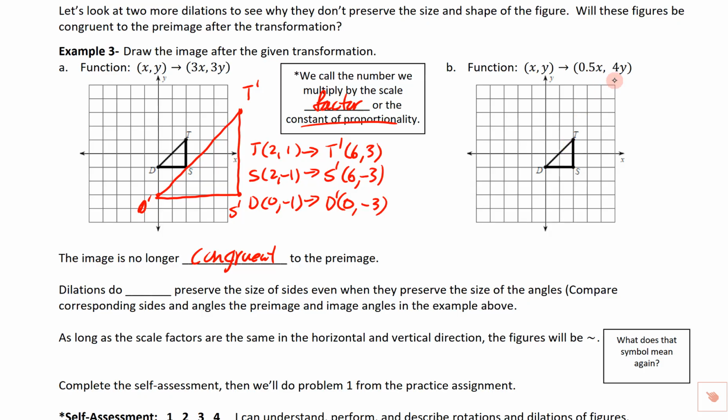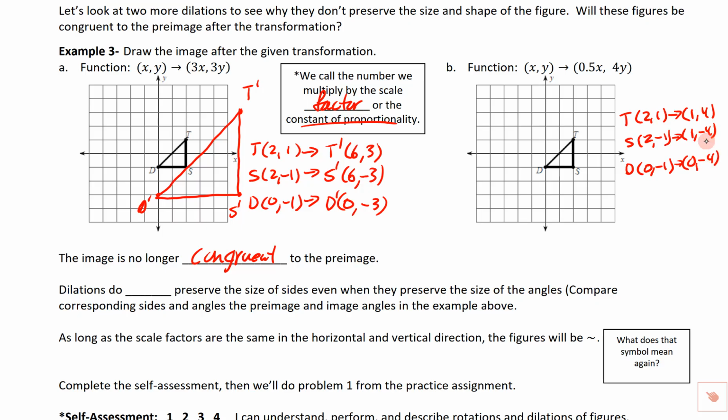Now, if we come over and take a look at this one right here, this one is a little bit strange. So what we're going to do on this one, we're going to take the same points. So this is going to be T, S, and D: (2, 1), (2, -1), and (0, -1). And we're going to multiply the x's by a half, so that's going to give us 1 and 1, and if you multiply 0 by a half, you still have 0. And then we're going to multiply the y's by 4, so that's going to be 4. That's going to be negative 4, and that's going to be negative 4 also.